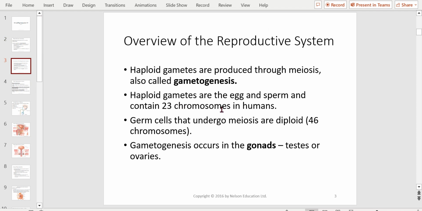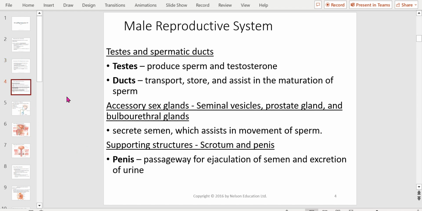Haploid gametes are produced through meiosis. Haploid gametes are the egg and sperm that contain 23 chromosomes in humans. Germ cells that undergo meiosis are diploid, 46, 2N. Gametogenesis occurs in the gonads, the testes and the ovaries. This video is not too bad. It's a lot less intense because we covered everything on the female side in week 13.